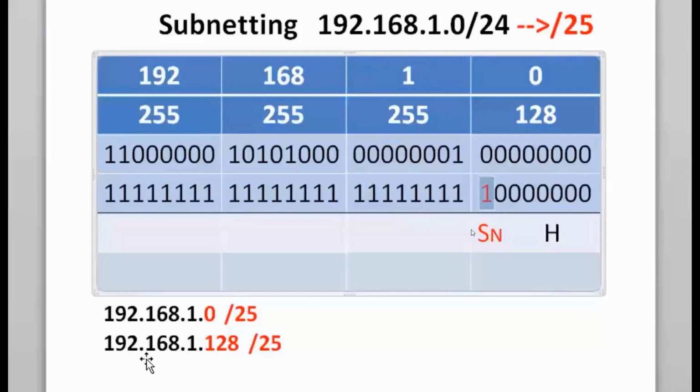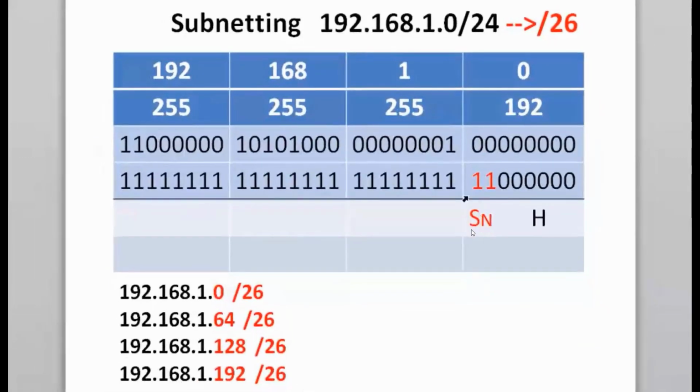The subnetworks I've created are the 192.168.1.0 subnet and the 192.168.1.128 subnet, both /25. The hosts on each network are 126 usable hosts. We have 7 zeros here, and 2 to the 7th power is 128, minus 2 makes 126 usable hosts per subnet.